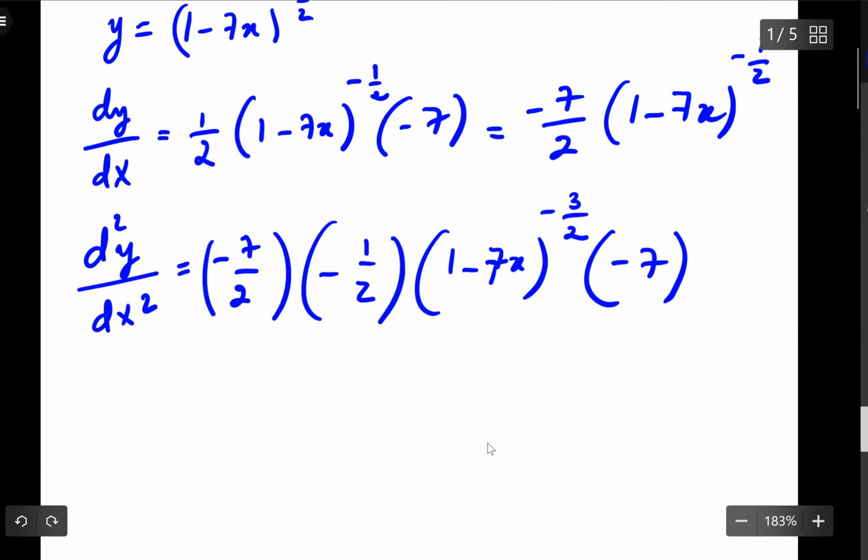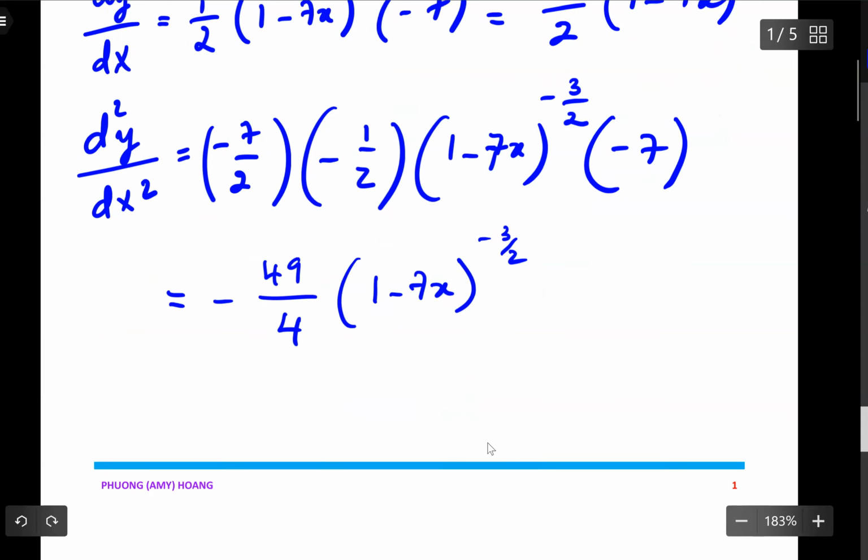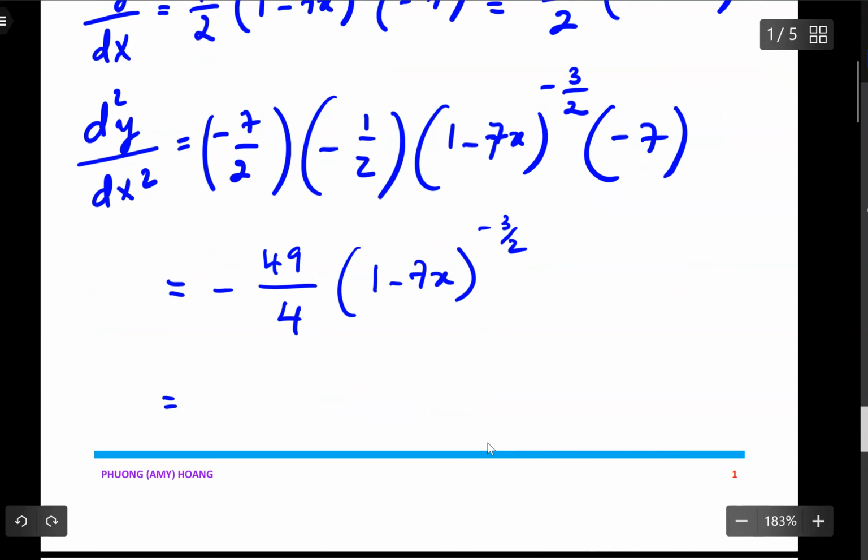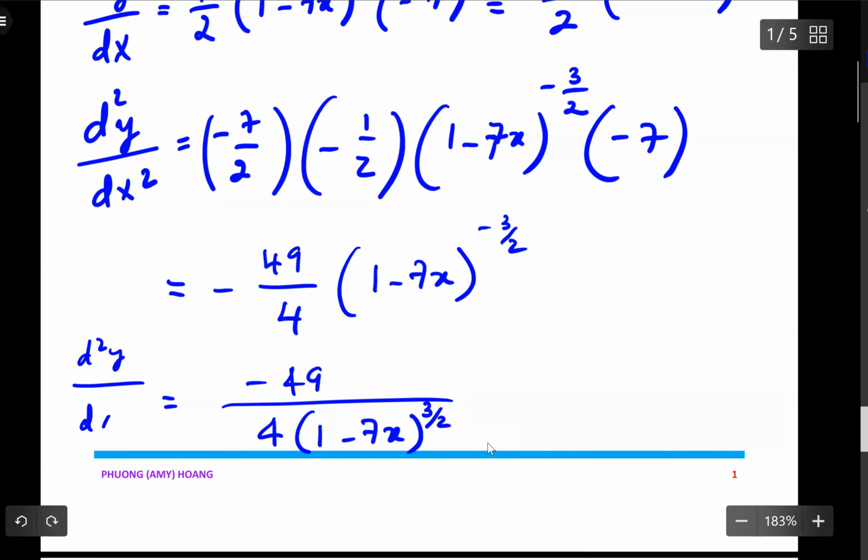The next step is just to simplify your answer. To simplify, I believe the answer is negative 49 over 4, and then 1 minus 7x to the negative 3 over 2. But if I write this with a positive exponent, it will be negative 49 over 4 times 1 minus 7x, all of it raised to the exponent 3 over 2, as my final answer.